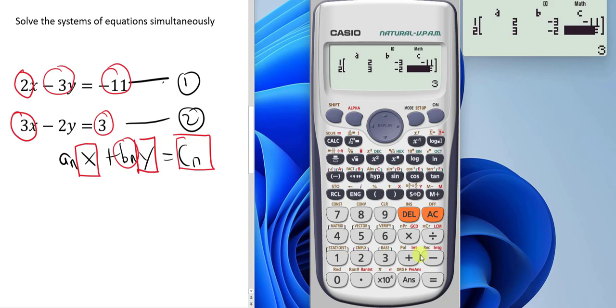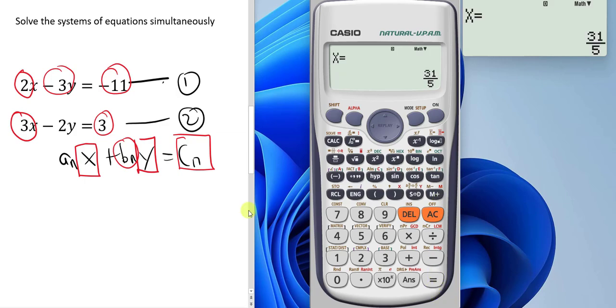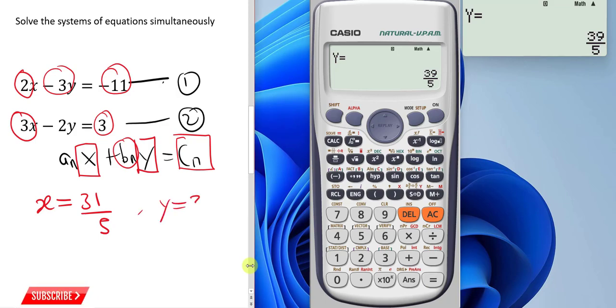When you are done, the next thing is you press equal to sign again so that your answer for X and Y will come. So when you press equal to sign, the calculator is going to give you your x to be equal to 31/5. You press equal to again, that is your y, and your y is equal to 39/5. So this is how you can use this calculator to solve this type of systems of equations simultaneously.